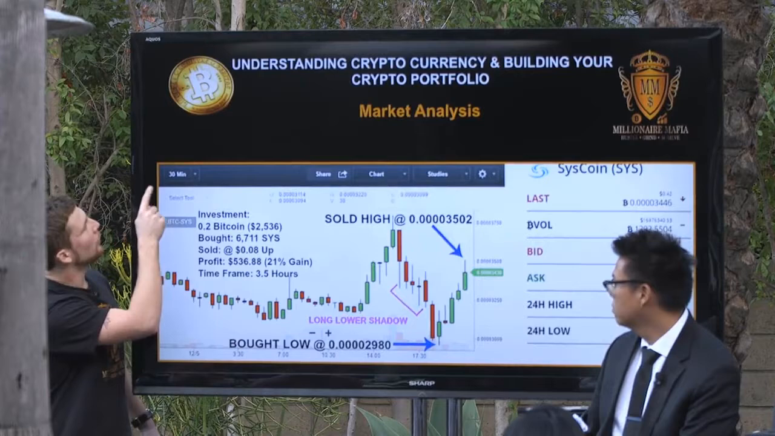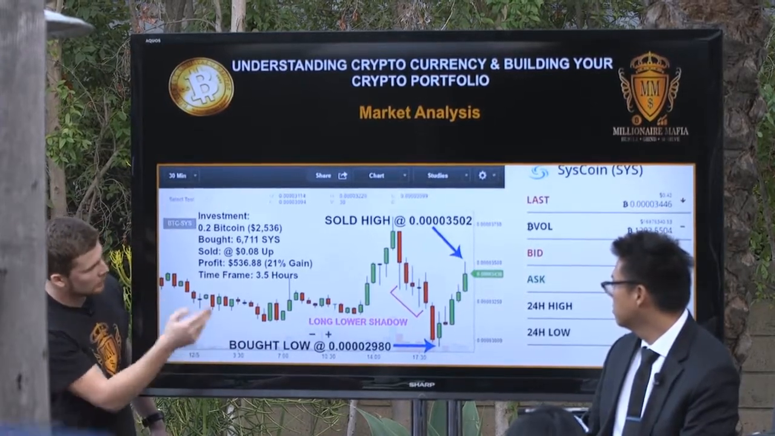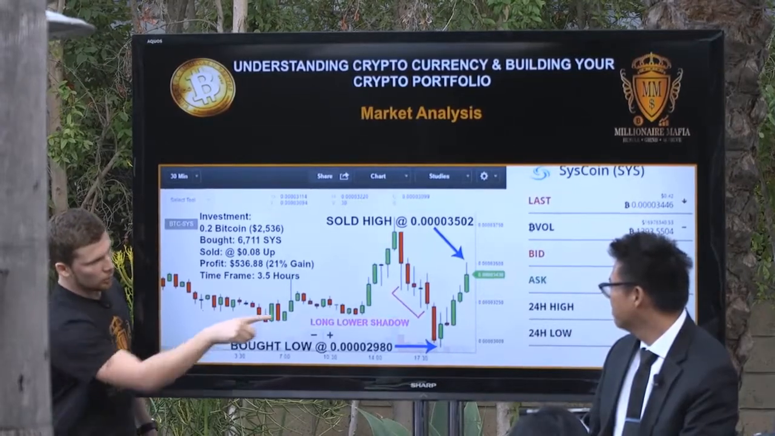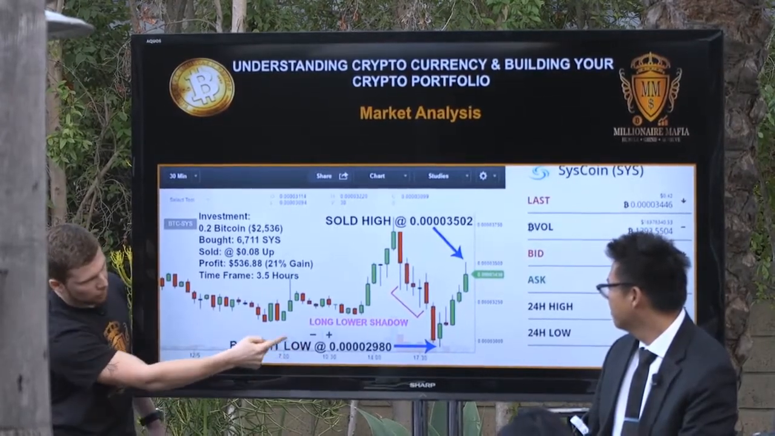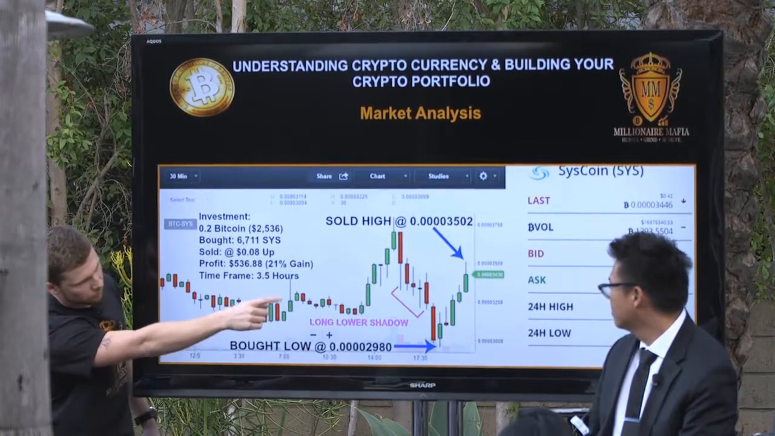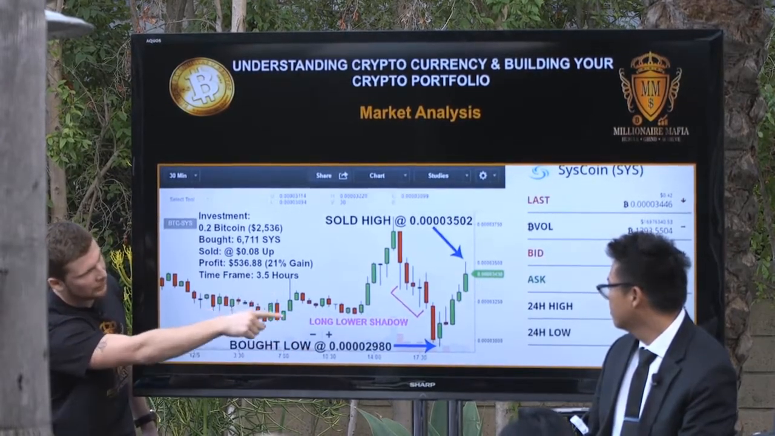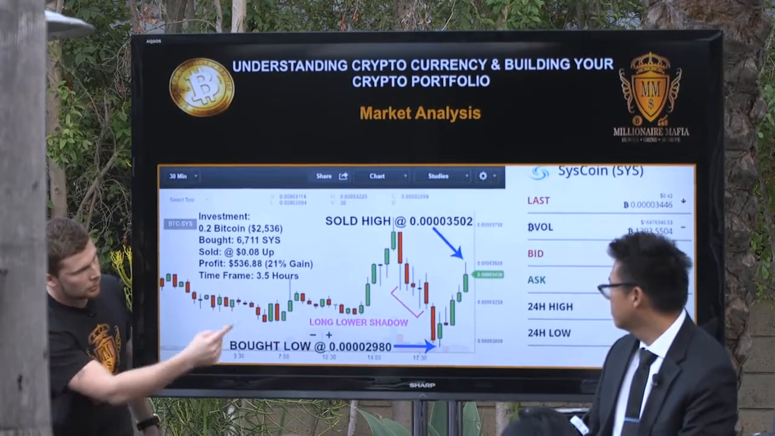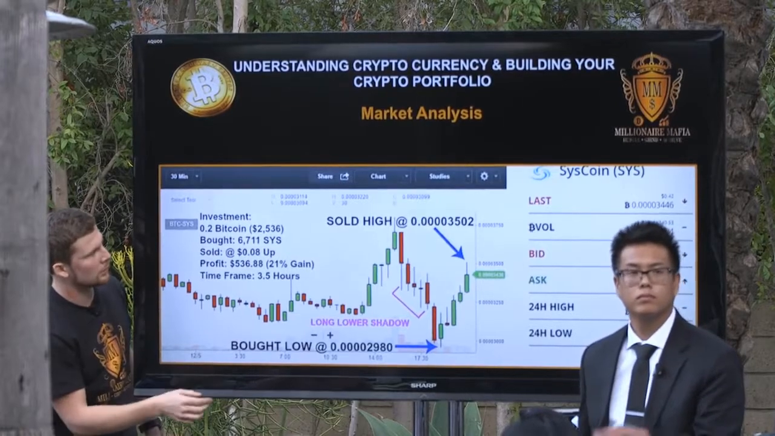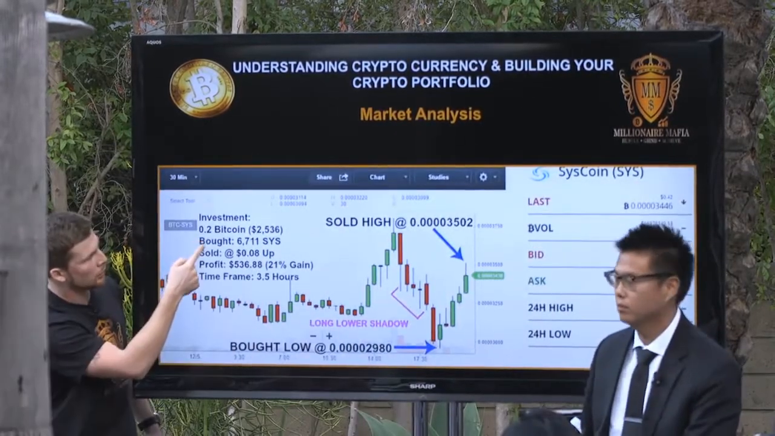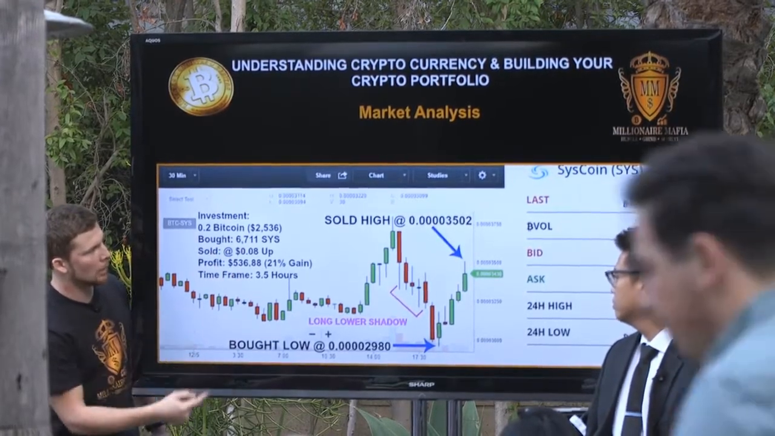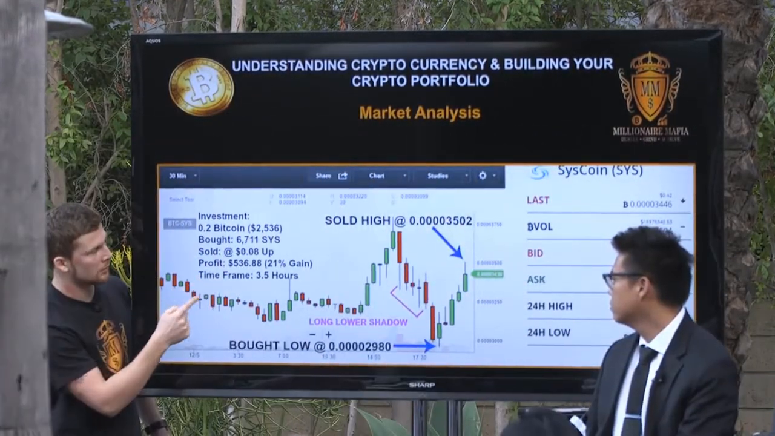Okay. Each one of these is 30 minutes. I did my math wrong here. This says 3.5 hours, but if you look over here, you can see where I bought low at 2,980 Satoshi. And then you can count 4 or 5 candles there, and I sold at 3502. So in a 2.5-hour period of time, I put this together for you guys. At the time, that was 0.2 Bitcoin that I threw in, which was worth $2,536. That bought me 6,711 Syscoin.